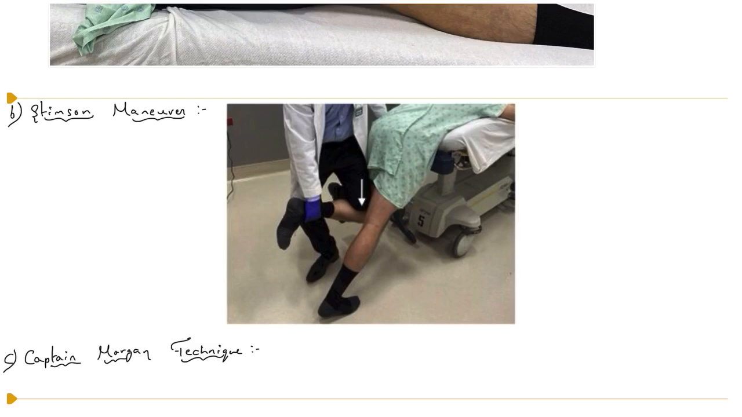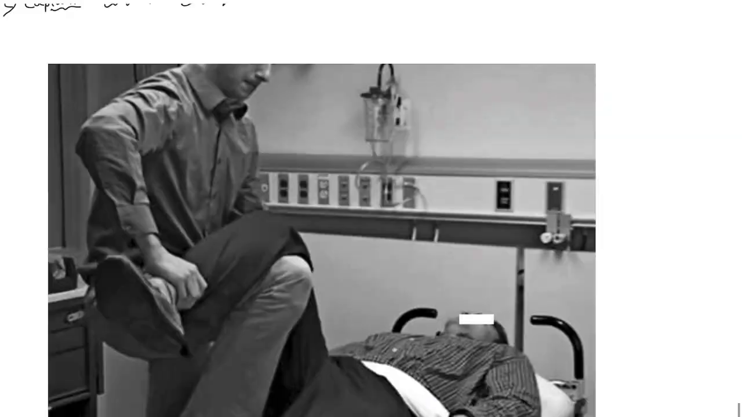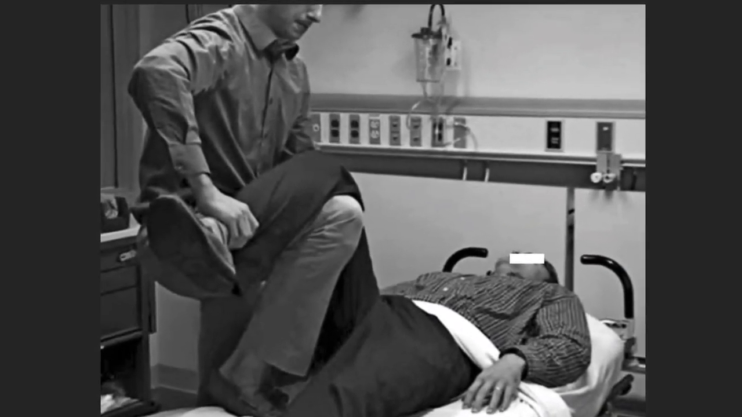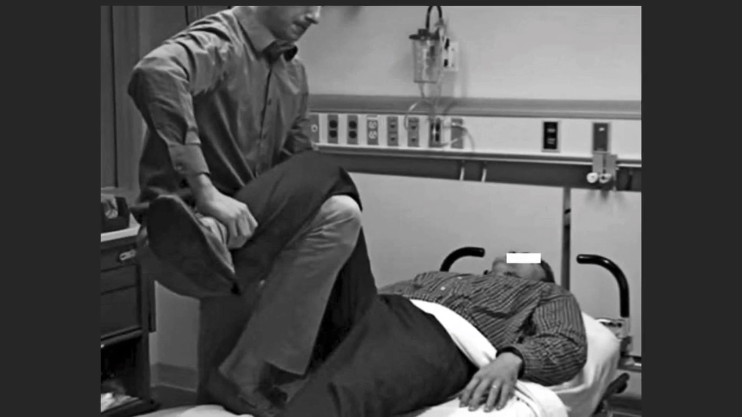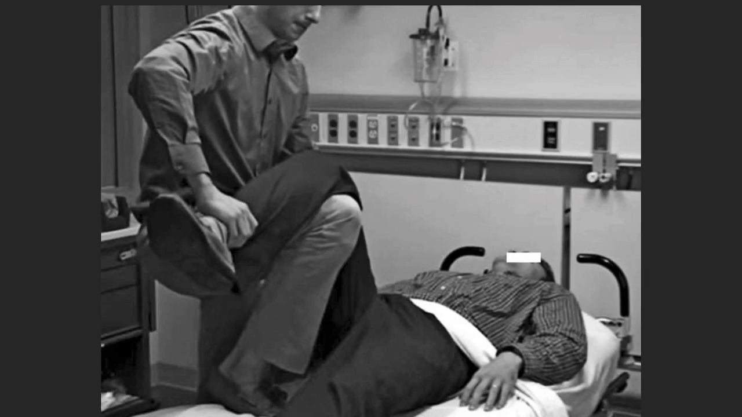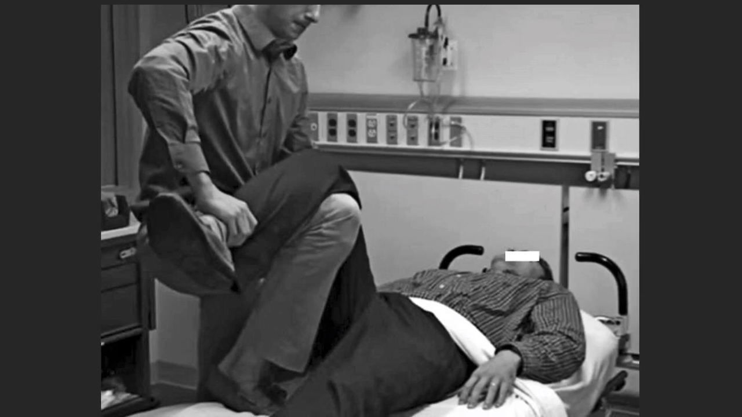If that does not work properly, then we can do the Captain Morgan technique. In this image you can see the physician or operator's knee is kept under the patient's knee, with the patient in supine position. We lift the knee upward, use some pressure, and do external and internal rotation. So these are the techniques for posterior dislocation.